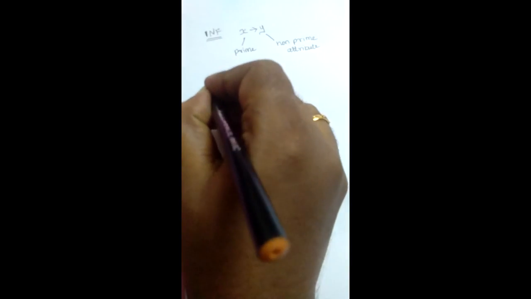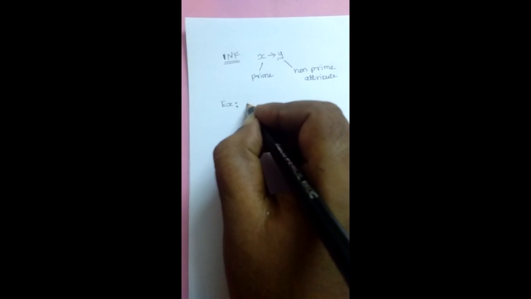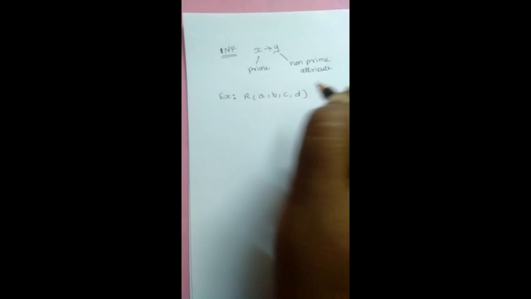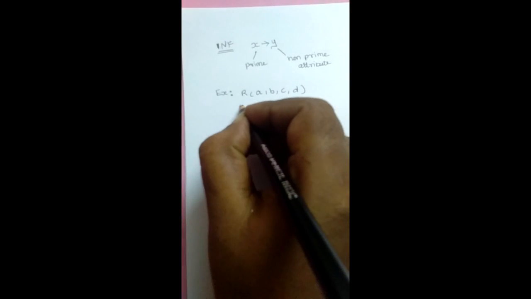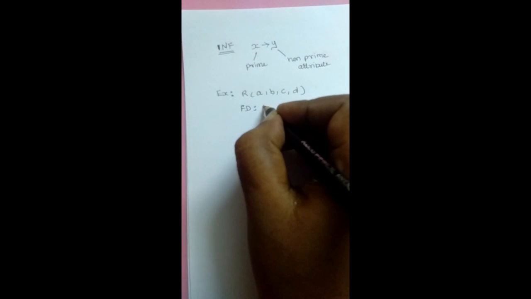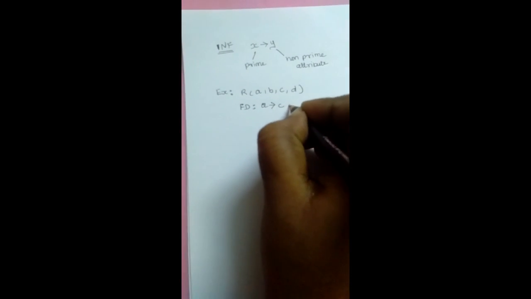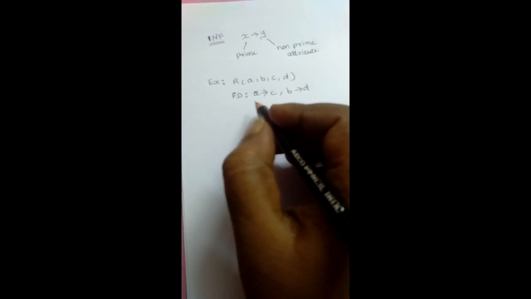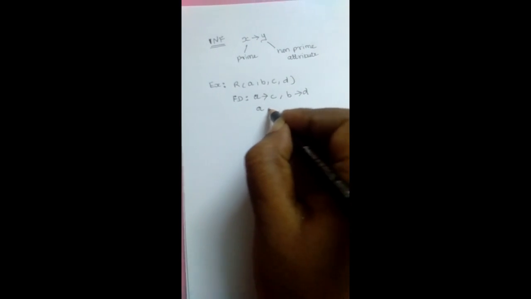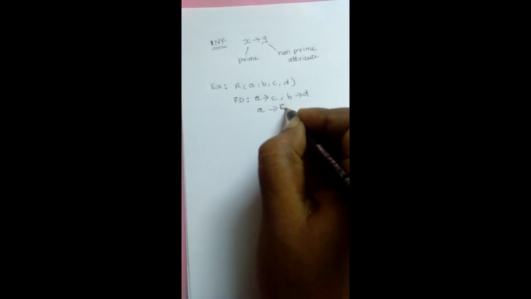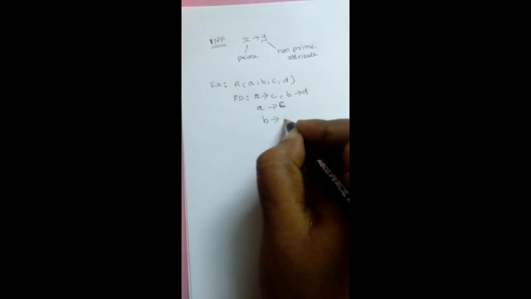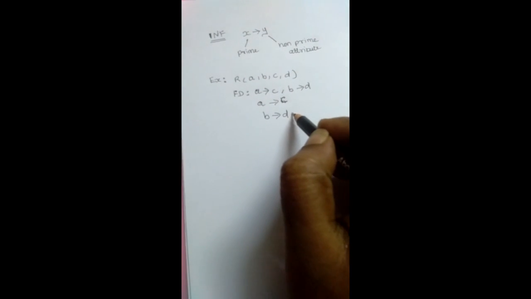For example, consider the given relation R(A, B, C, D). The functional dependencies are A tends to C, B tends to D. Consider these functional dependencies: A tends to C and B tends to D.